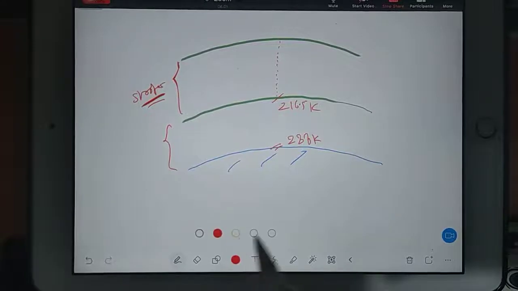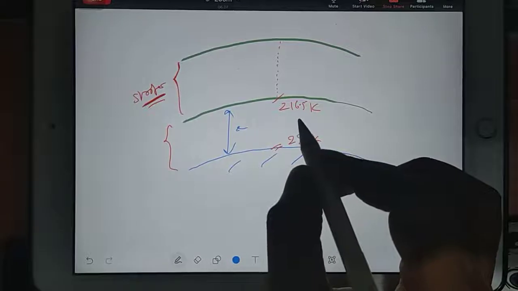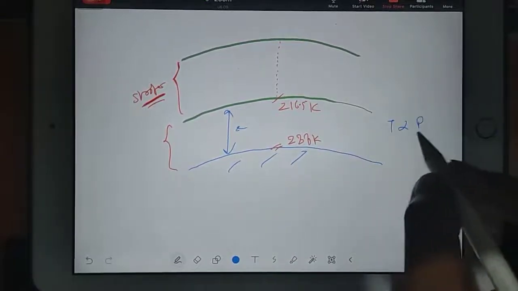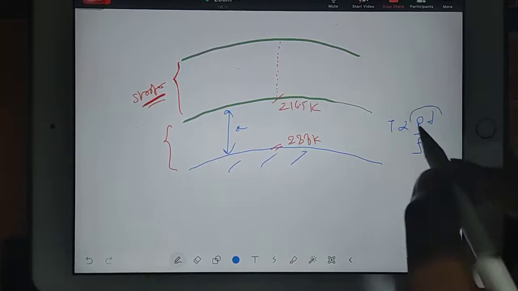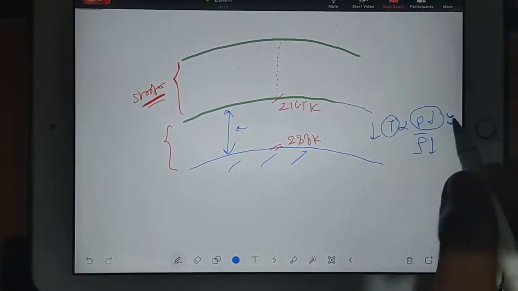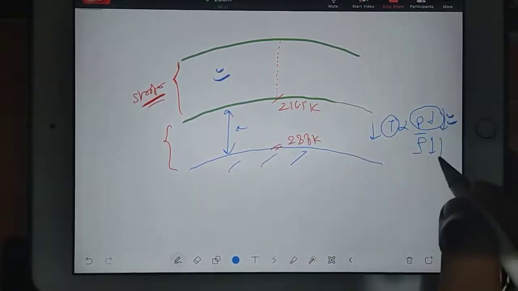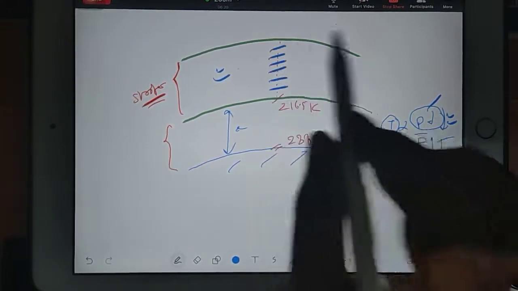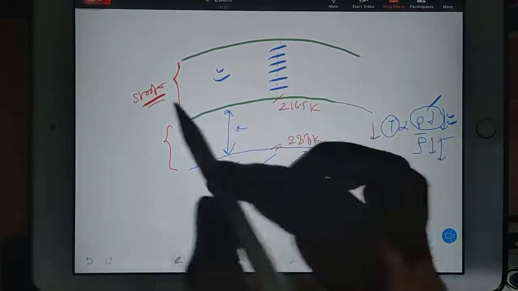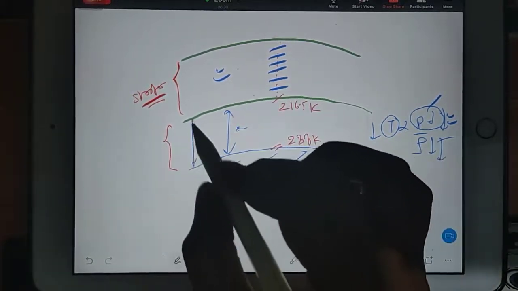Why is temperature decreasing here? Because in the previous class we discussed that temperature is proportional to pressure and density, right? Pressure is decreasing and density is also decreasing, but the pressure decrement is dominating, that's why temperature is decreasing. But in case of stratosphere, this decrement and this decrement give the same effect, that's why temperature is maintained the same here.